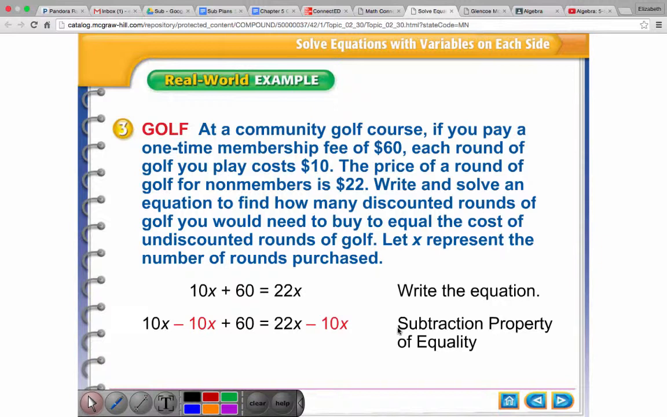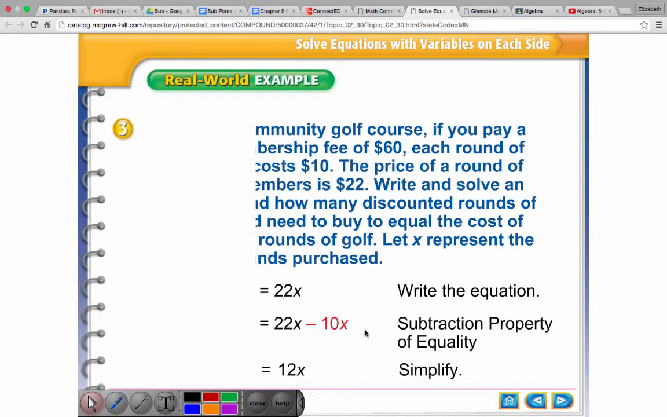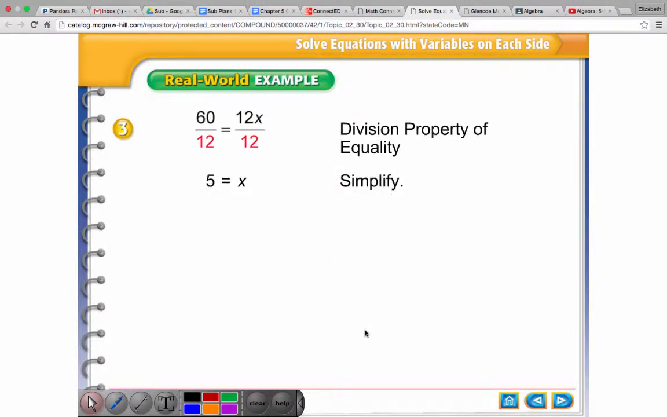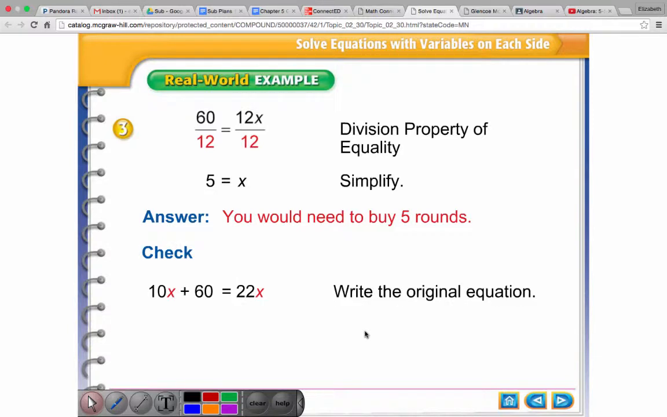So if we subtract 10x from each side, we are left with 60 equals 12x. And if we simplify, 12x is the same as 12 times x. We're going to divide 60 by 12, and we're left with x equals 5. So we know that after 5 rounds, it evens out. And that means after 5 rounds of golf, it would be cheaper to be a member than to be a non-member.